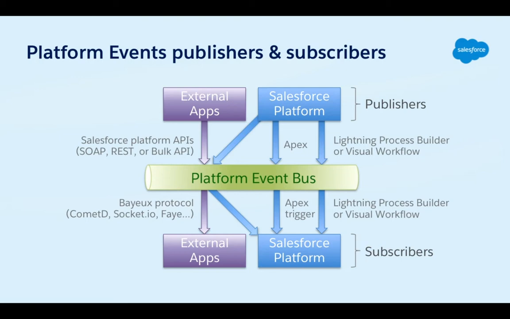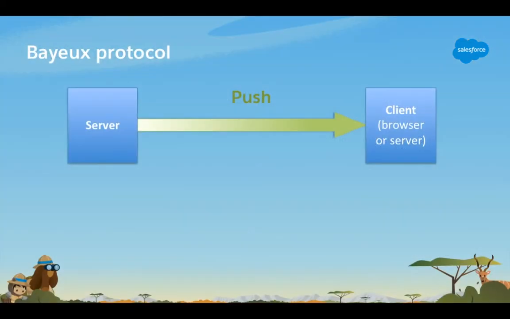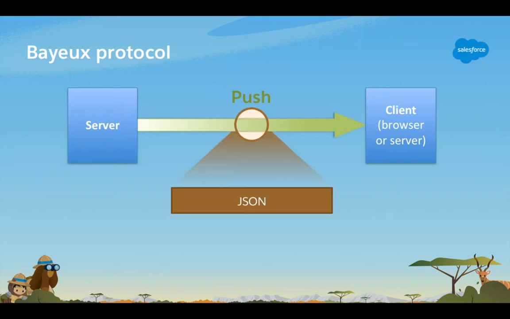Now, let's talk a bit more about the Bayeux protocol, the backbone of the Streaming API and platform events. The Bayeux protocol is a push communication protocol. It means that the server pushes messages to a client. The client, of course, can be your web browser, but it can also be a server. There could be a Java server listening for platform events, for example. It is a one-way communication, and all the content that goes within this protocol is encoded in JSON. So there's no binary data being sent. That's important. It's basically high level, as text.